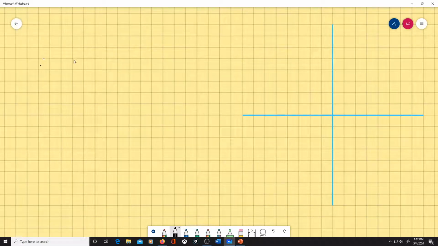This time coming at you with another mini lesson about graphing. This time we're going to be talking about doing it on a coordinate plane. And so first thing, let's just review what a coordinate plane is.